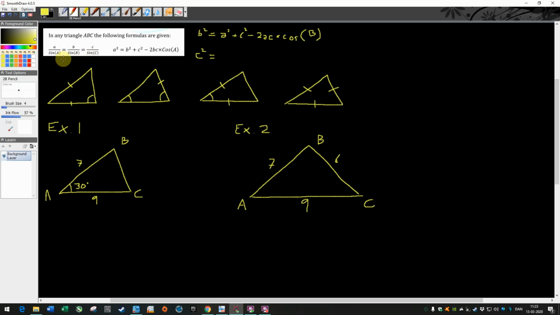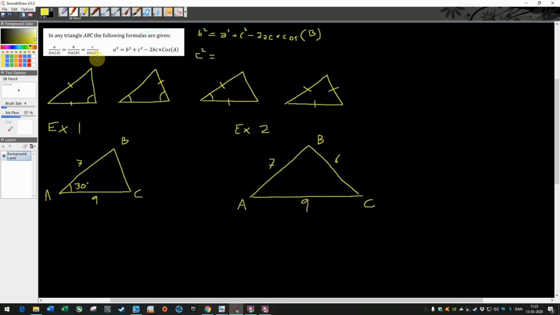Maybe you noticed that to use the laws of sine you have to know a pair. For example, if this is angle B, you have to know the side B as well. Or over here, you have a pair like this, which you do have to know. So the angle and the side which is opposite of the angle, like here and here.